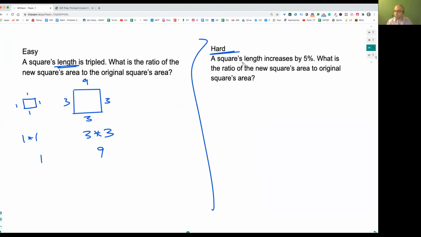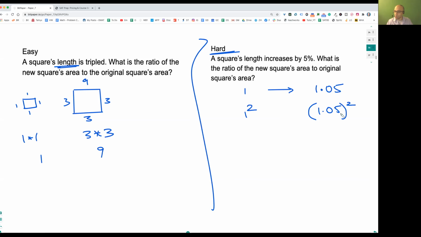All right, so a square's length is increased by 5%, so 1.05 is the new length. The old length is 1, and the new length is going to be 1.05. The area of this square is just going to be 1 squared, and the area of this one is going to be 1.05 squared.